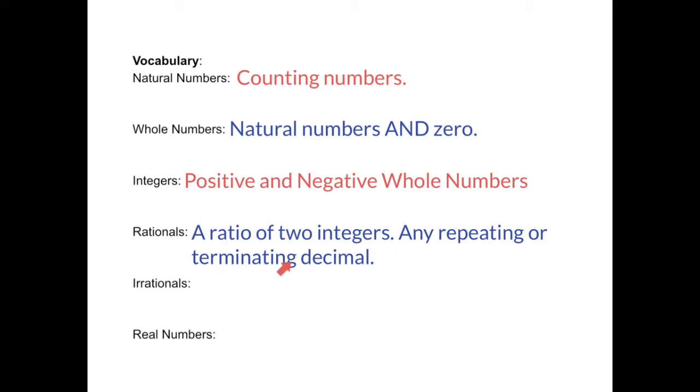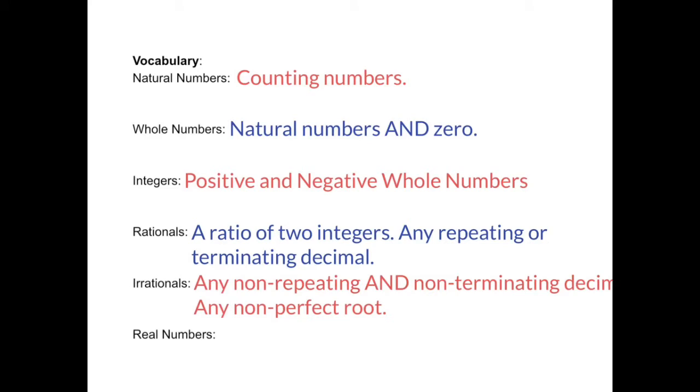The decimal part here mentioned with rational numbers is simply because any repeating or terminating decimal can be written as a ratio of 2 integers. Now, a ratio of 2 integers is just a fancy way of saying fraction. So when we talk about our rational numbers, we are talking about our fractions.